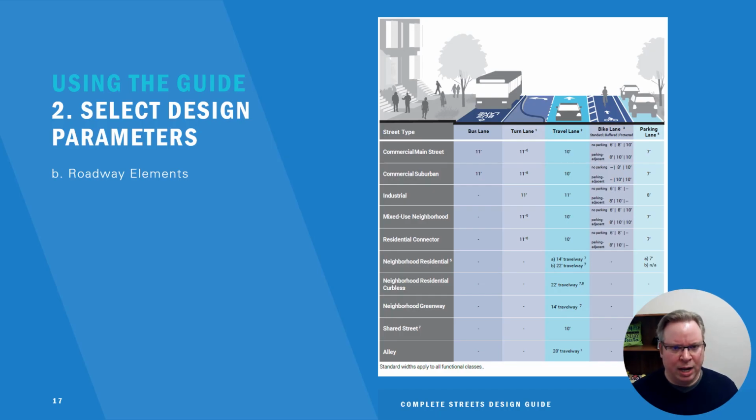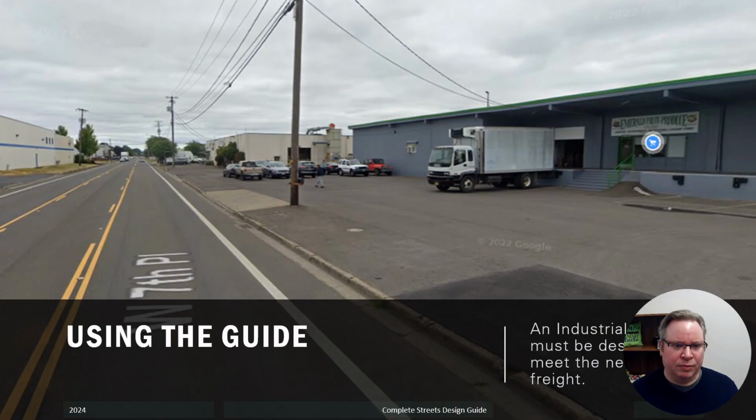In terms of roadway elements, there are certain street typologies that require wider travel lanes. In this example, let's look at industrial. For example, an industrial street must be designed to meet the needs of freight vehicles, which are much larger than regular passenger vehicles and require wider travel lanes.